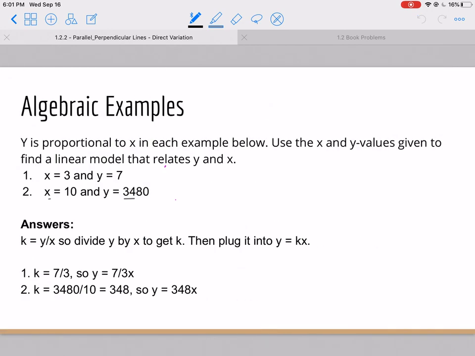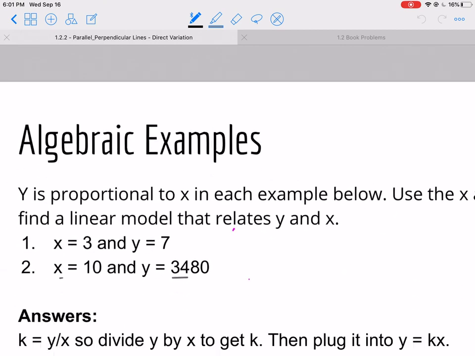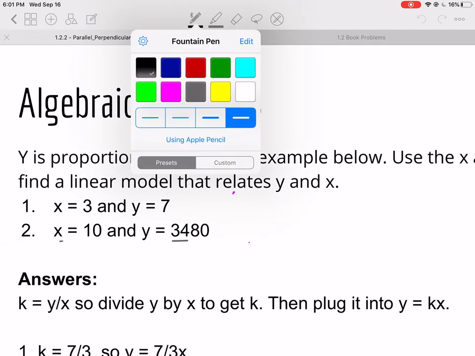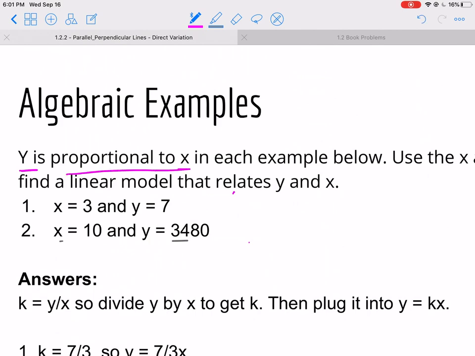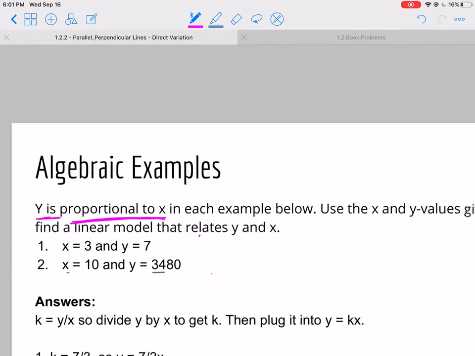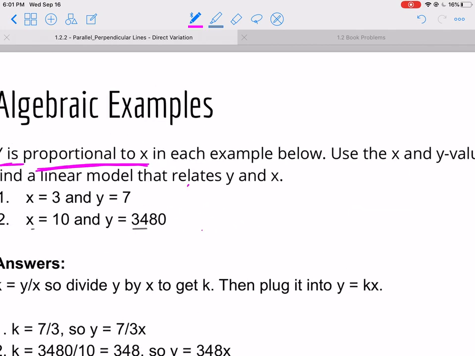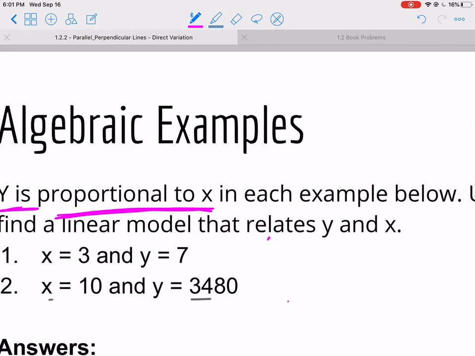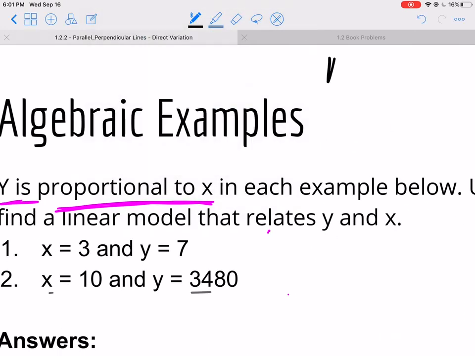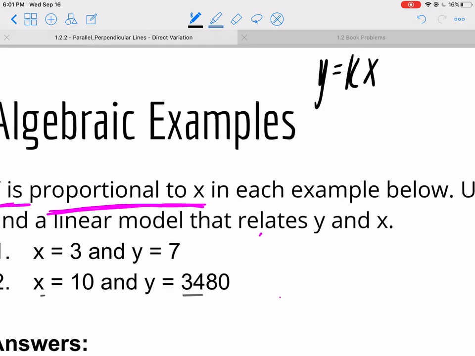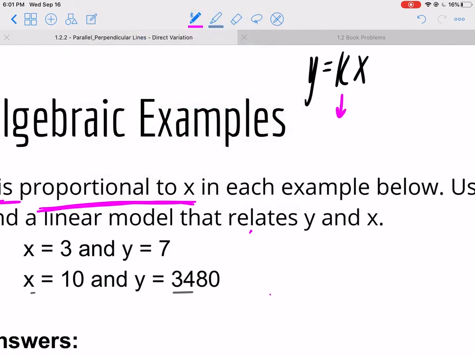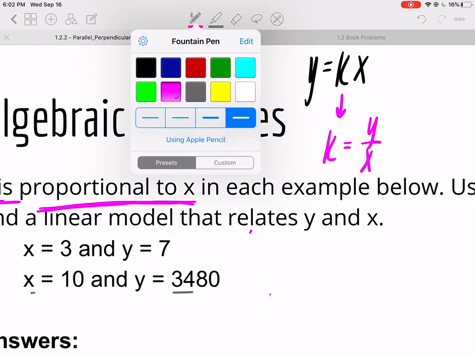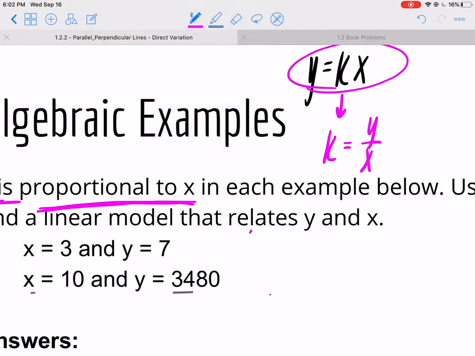So let's do some algebraic examples. This is the type of problem you're going to see on your homework. So again, this is that language we're looking for. If it says y is proportional to x, that just means it's changing at that same rate every time. So y is proportional to x. Use the x and y values given below to find a linear model that relates them to each other. So we know that we want to get the equation y equals k times x. And we also know that k is y divided by x. Change in y divided by change in x, okay? So all that we have to do is find this equation right here.